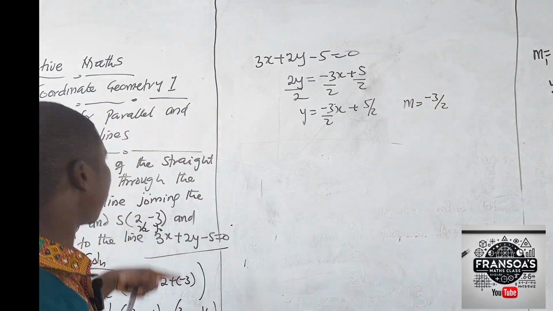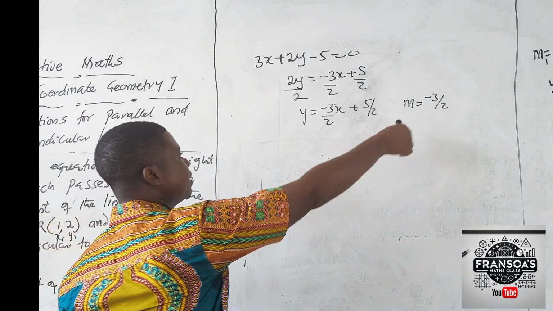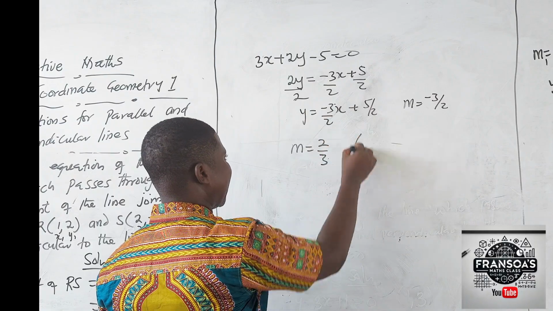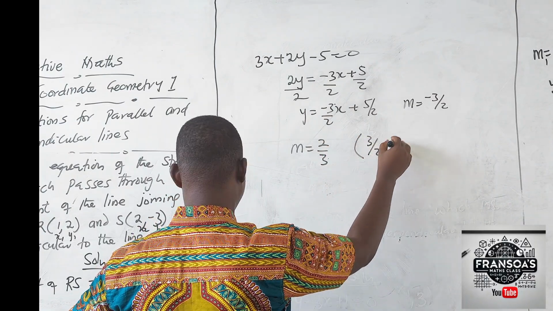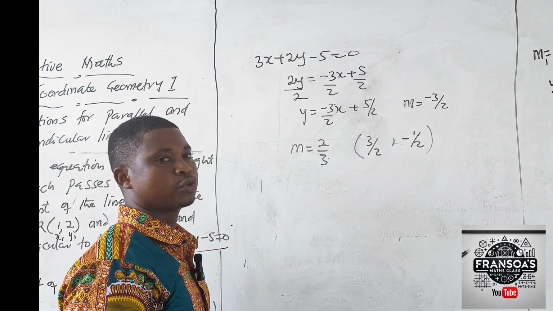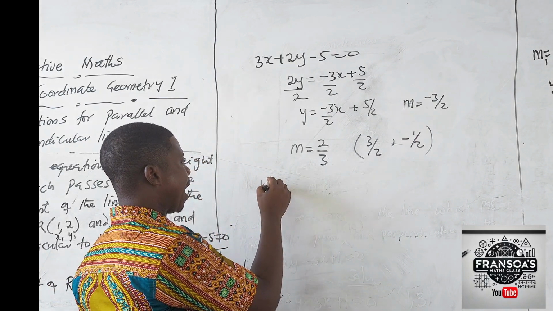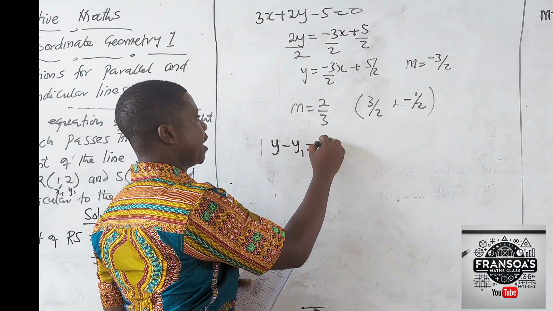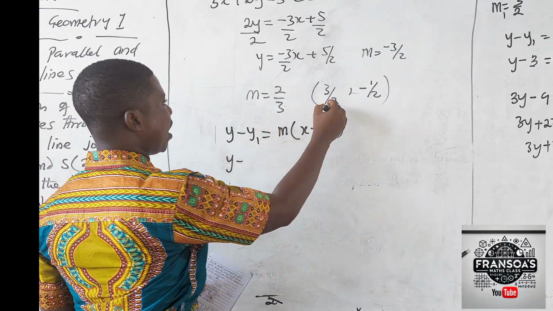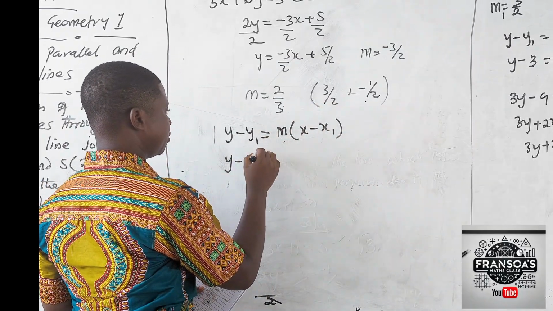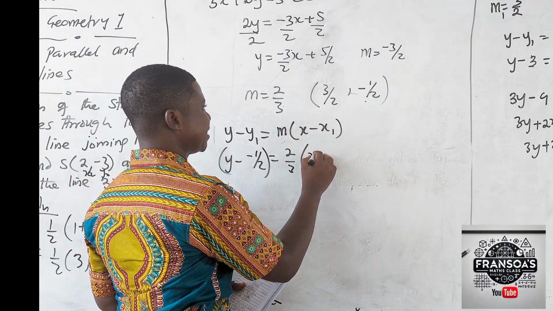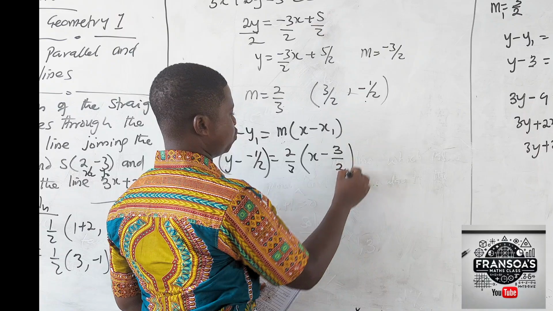But we are saying that it's perpendicular to that. So if it's perpendicular, it means we are going to use the negative reciprocal of that, which gives us m is equal to 2 on 3. And the point 3 on 2, negative half. Find the new equation. So to get this, we use the formula y minus y1 equal to m into bracket x minus x1. So y minus our y1, which is negative half, equal to our m, 2 on 3, into bracket x minus 3 on 2.